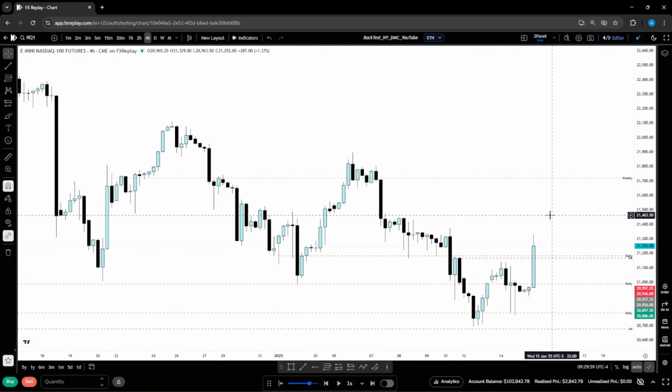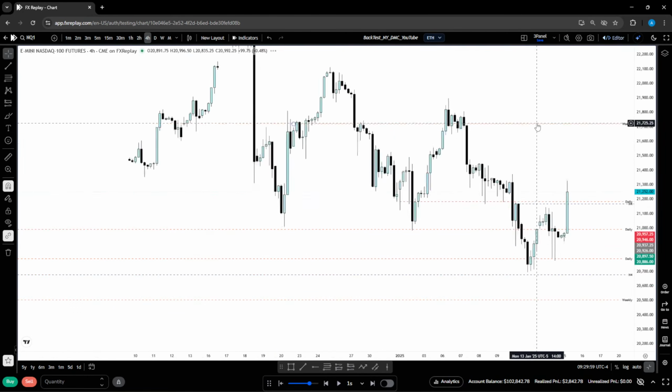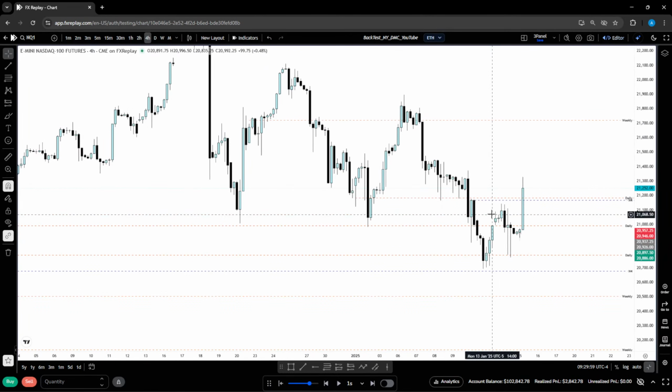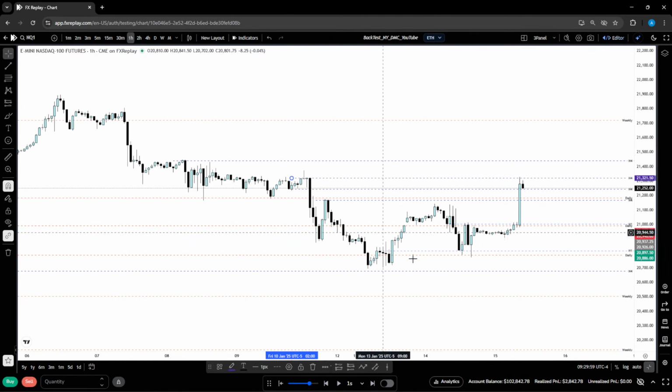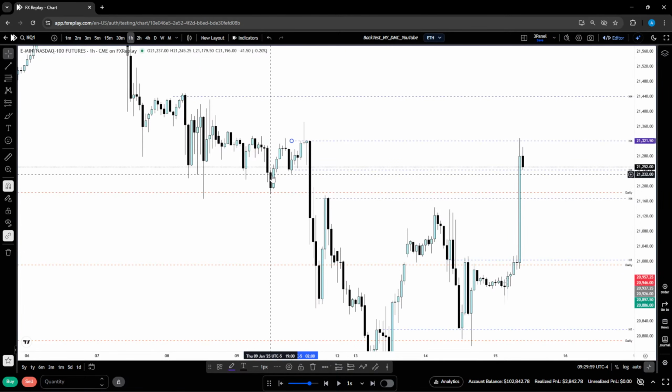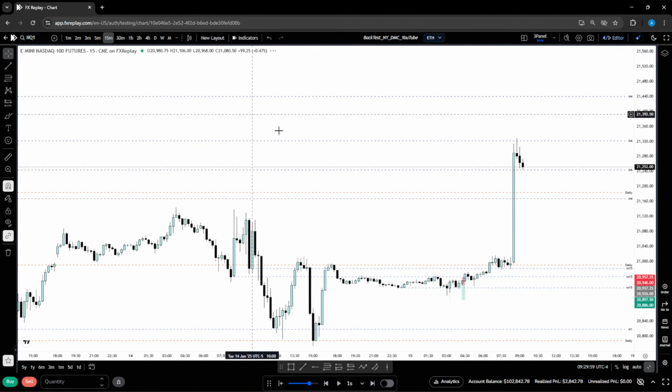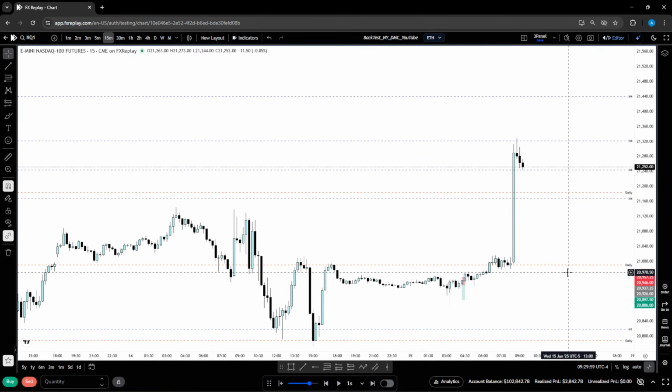Look at 4 hour again. So it looks like those wicks were the accumulation. We are now being pushed up. Couple of 4 hour levels. Not much else. We only need these 15 minutes.